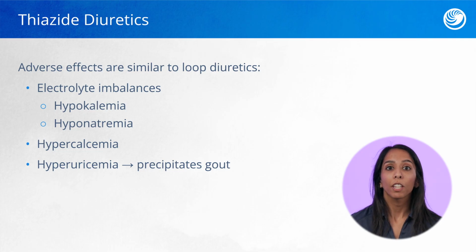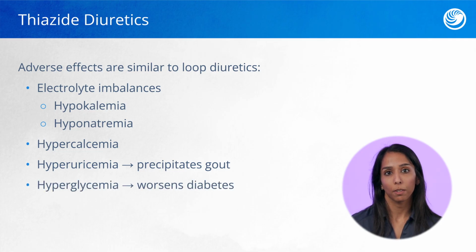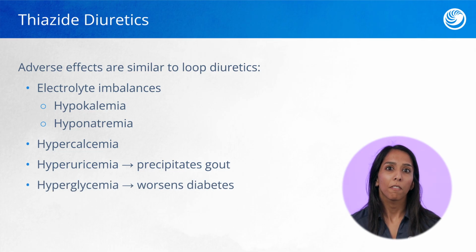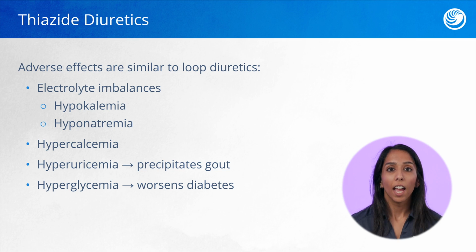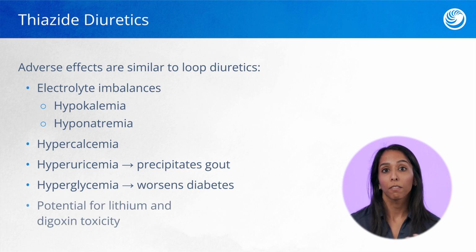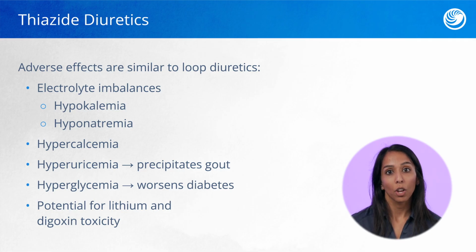Thiazides have been associated with increased blood glucose levels. Now, the exact mechanism of this is unknown, but it's thought to be related to decreased insulin secretion and increased insulin resistance. Thiazide diuretics may also increase the risk of lithium and digoxin toxicity. Remember, diuretics may decrease lithium clearance, which leads to increased blood levels. And even a small change in blood levels can increase the risk of lithium toxicity.